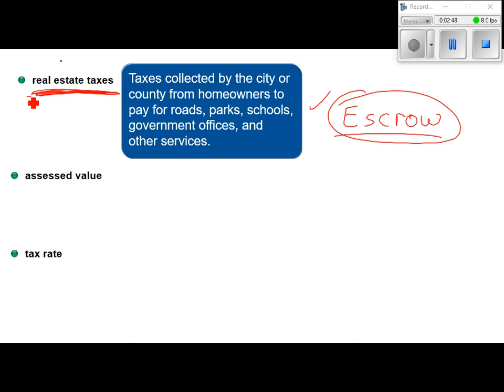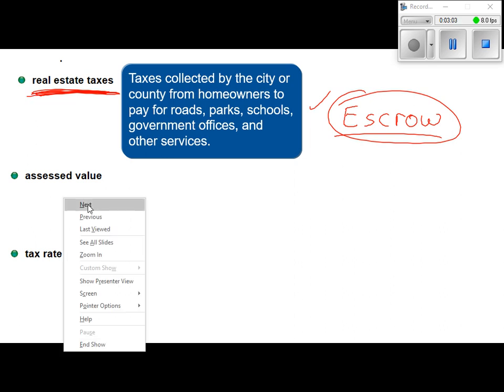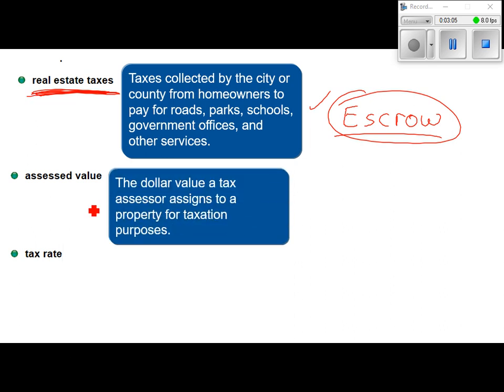But if you pay off that house, then you've got to remember to make your tax payments to the county or the city or whoever it is that you have to pay them to each time. The assessed value is the dollar value a tax assessor assigns to the property for taxation purposes.